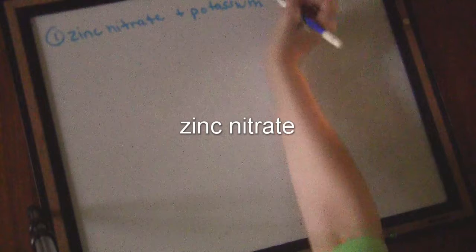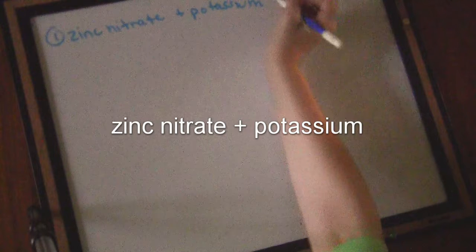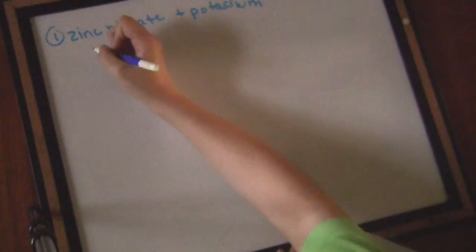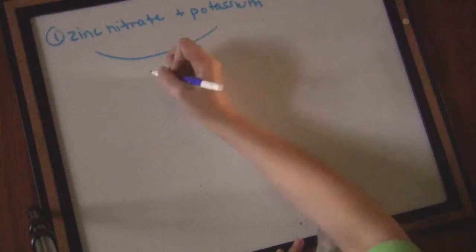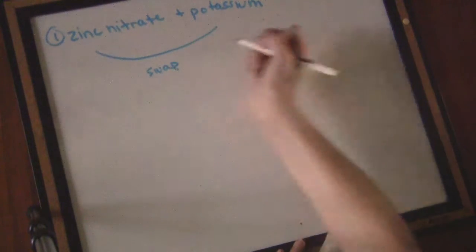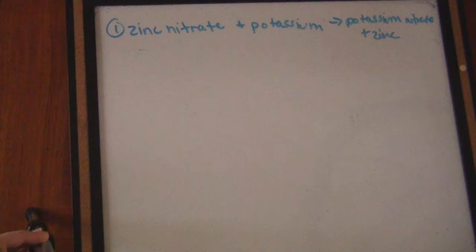The first chemical reaction I'll be explaining today is zinc nitrate plus potassium. Now the reaction type that is happening is called single displacement, which means like elements, in this case a metal and a metal, zinc and potassium, swap places to create a new ionic compound and a single element. So this creates potassium nitrate and zinc.